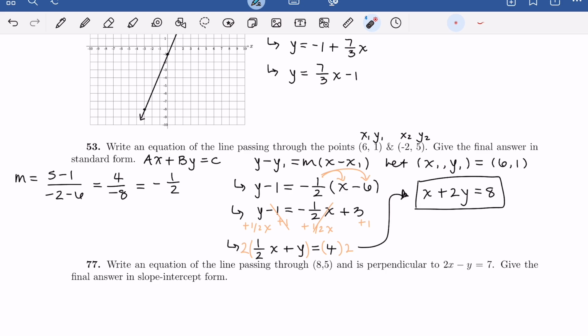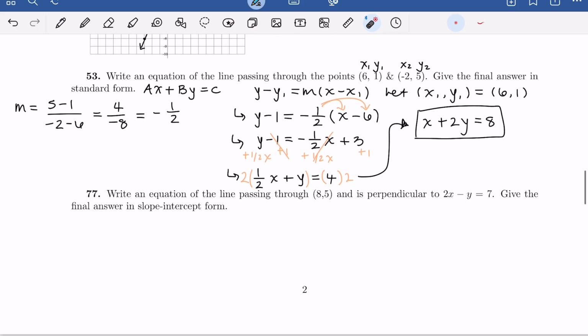All right, let's look at this last question here. 77. We want to write an equation of the line passing through this point here, and we want it to be perpendicular to this guy. And we're going to give our final answer in slope-intercept form. Okay, so the first thing to note here is that if we want an equation to be perpendicular to this, it needs to have the opposite reciprocal slope. So the first thing that we need to find is this slope.